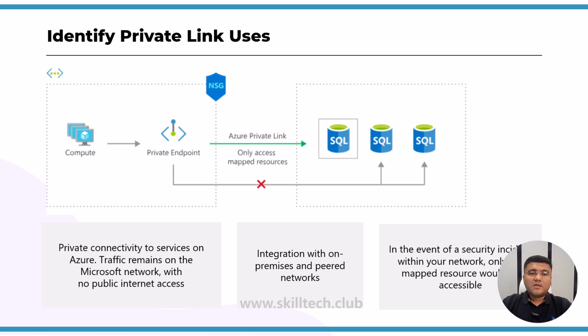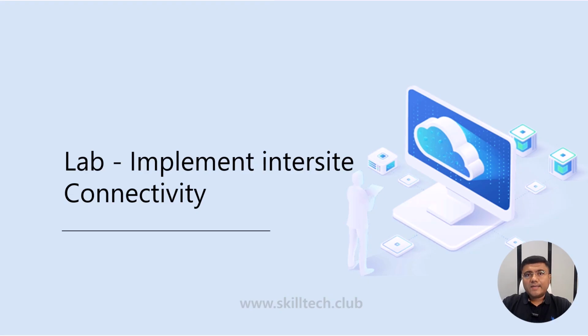In the event of a security incident within your network, only the mapped resources associated with the private link would be accessible, not all the other resources. So Private Link is actually going to provide better security and be more manageable compared to service endpoints. With this, I think this module is also done. So let's get started with this lab so that we can understand this better.